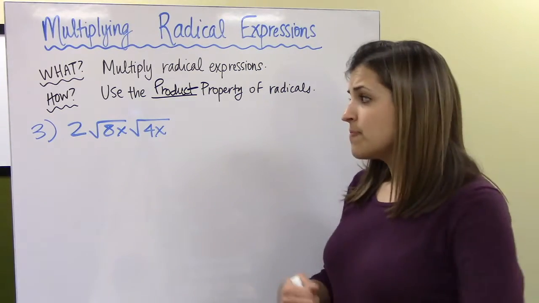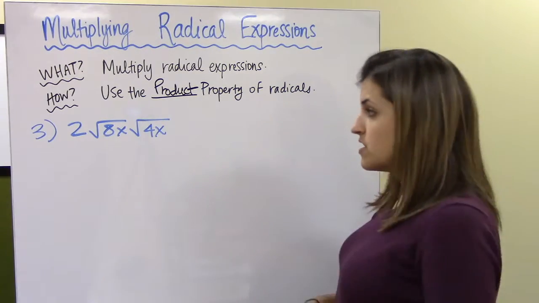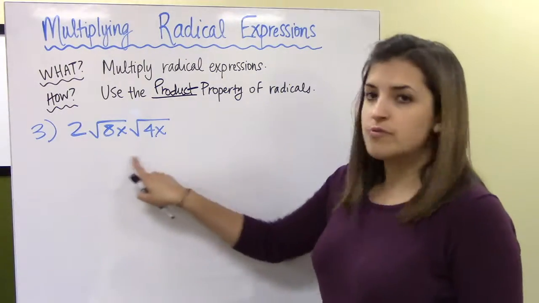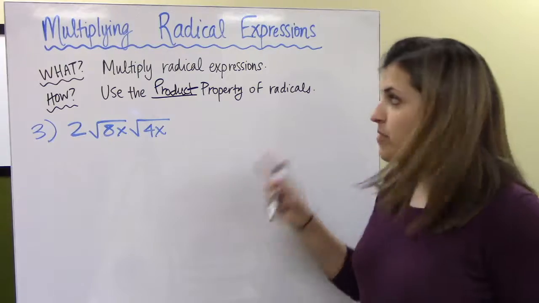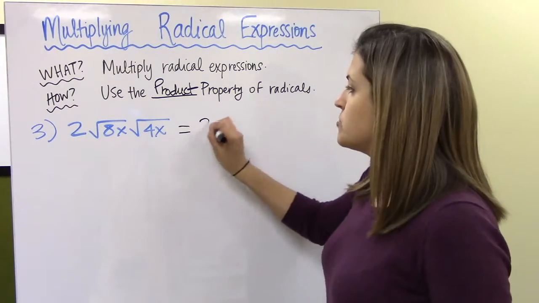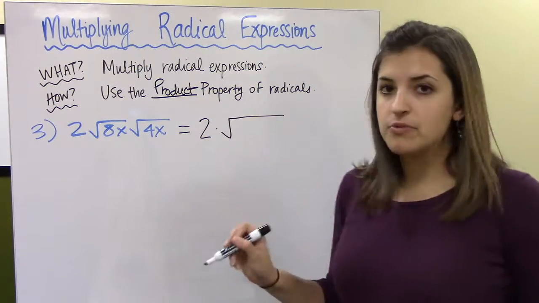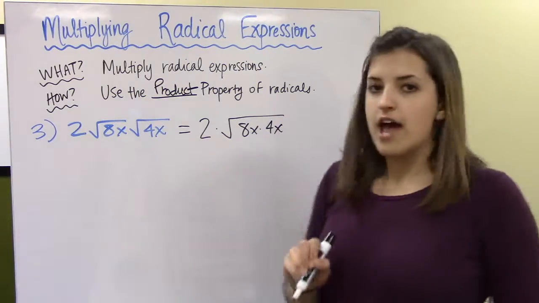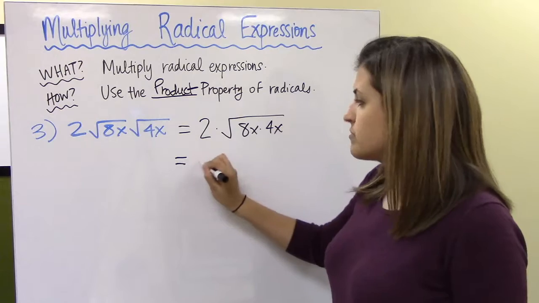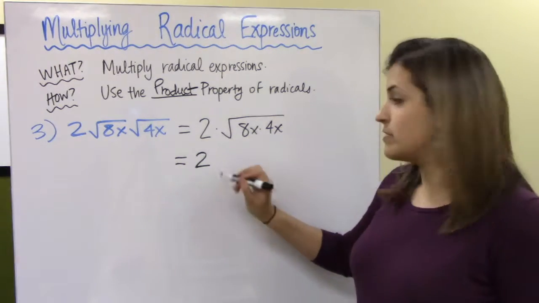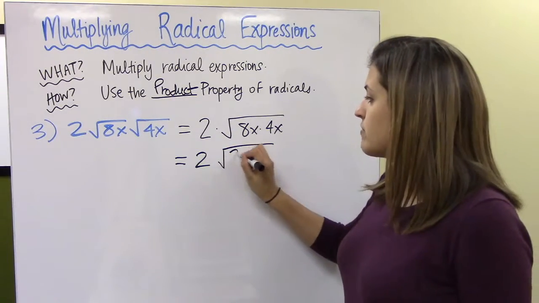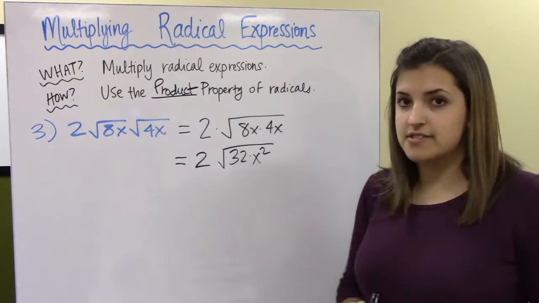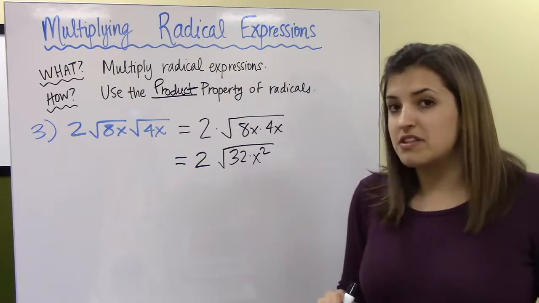Okay, in number 3, we have 3 things multiplied together. 2 times the square root of 8x times the square root of 4x. So I have 2 square roots here. I can use my product property on these. So I'm going to get 2 times 1 big square root of 8x times 4x. 8x times 4x. And 8 times 4 is 32. So I'm going to rewrite this whole thing. I can't forget about the 2 at the beginning. 2 times the square root of 32 times x squared. That's x times x.